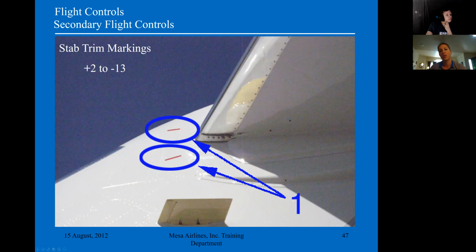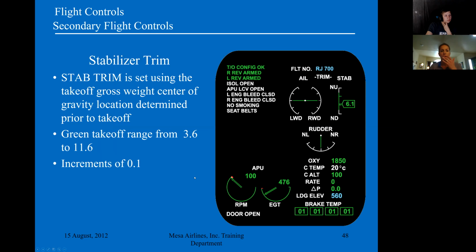That's why you got to know where the trim circuit breakers are so you can electrically cut that off if it happens to you. This one, as far as I know, I don't think there's ever been runaway trim in a CRJ. Here's your stab markings. They actually put markings on the airplane for how far it can move. I'm not going to ask you the numbers. Also not going to ask you the takeoff range, 3.6 to 11.6 in increments of 0.1. Who cares? What you need to know as a pilot is to be in the green range on the ground, so you're ready to go for takeoff.